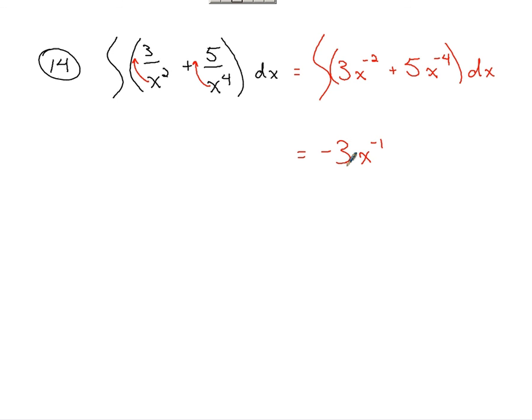We are adding on over here the 5x to the negative fourth, so add 1 to that power -4. If you add 1, you get -3. If you take the reciprocal of -3, you get -1/3. If you take -1/3, you multiply the 5 in front, you get -5/3. Apply the antiderivative to each of the individual terms. Add your constant. Don't have to simplify, so we're finished.